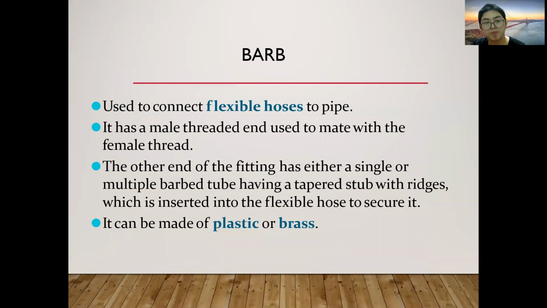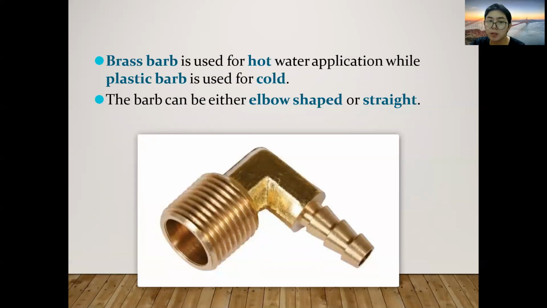So next is the barb. A barb is used to connect flexible hoses to pipe. It can be made of plastic or brass. The other end of the fitting has either a single or multiple barb tube having a tapered stub with ridges, which is inserted into the flexible hose to secure it. Brass barb is used for hot water application, while plastic barb is used for cold water. So this is an example picture of a barb.